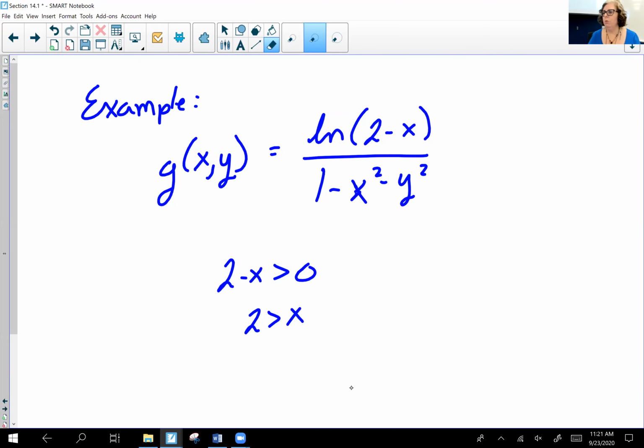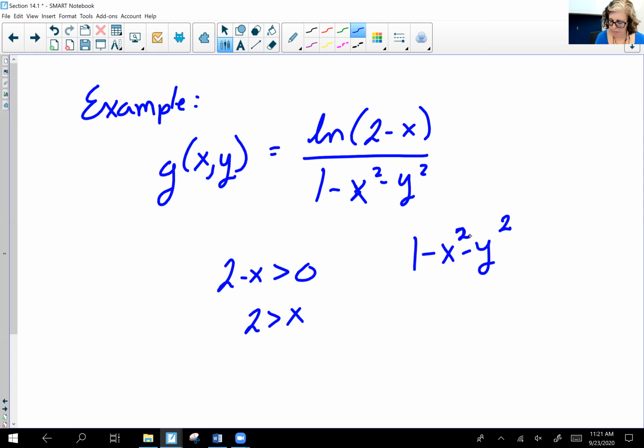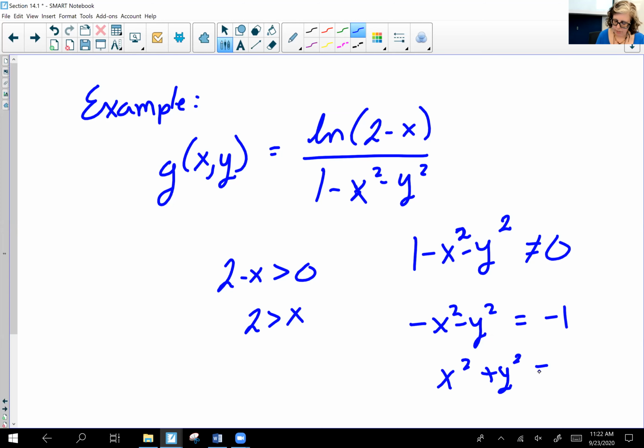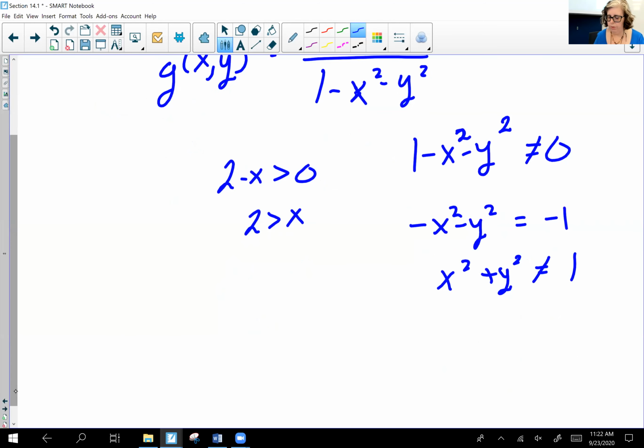Now, the bottom can't be 0 either because it's a rational function, correct? So the bottom is going to be 1 minus x squared minus y squared. This then cannot equal 0. So I'm just going to figure out what's going on with x squared and y squared. So x squared plus y squared equals 1. It really can't equal 1. That's the problem we have with this, correct?